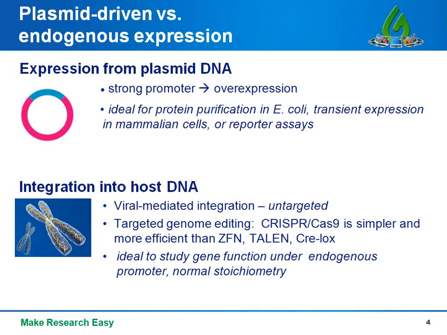A way to get around that potential problem is to take a targeted approach so that you integrate your expression construct in a specific known location in the host genome. This has been done using homologous recombination, but it recently became a lot simpler and a lot more efficient with the development of CRISPR-based gene editing.